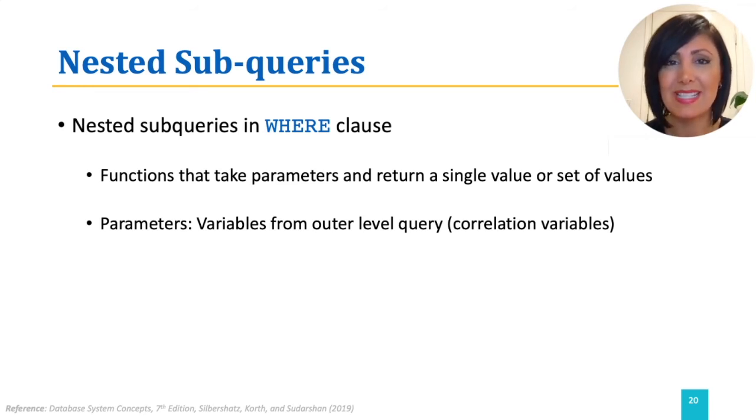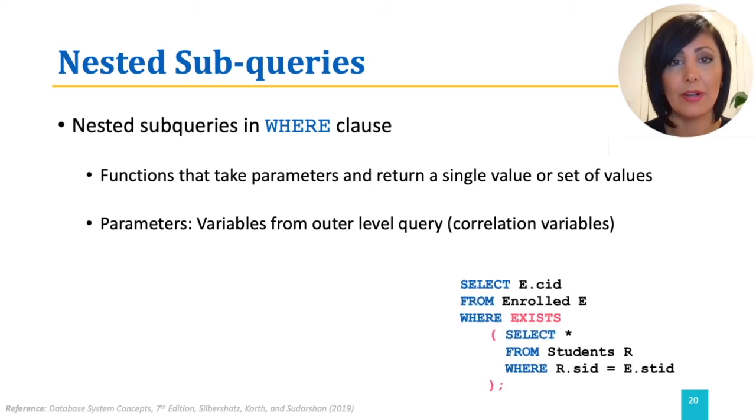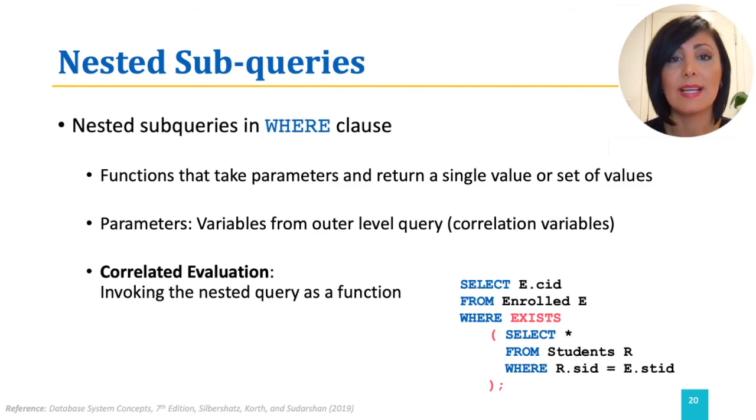Nested subqueries, however, may include correlated subqueries. Correlated subqueries are subqueries that have variables from the outer level query. These variables are called correlation variables. For example, the query here includes e.stid from the outer query in the subquery. If there is a correlation, we can break it through a complex process called decorrelation.